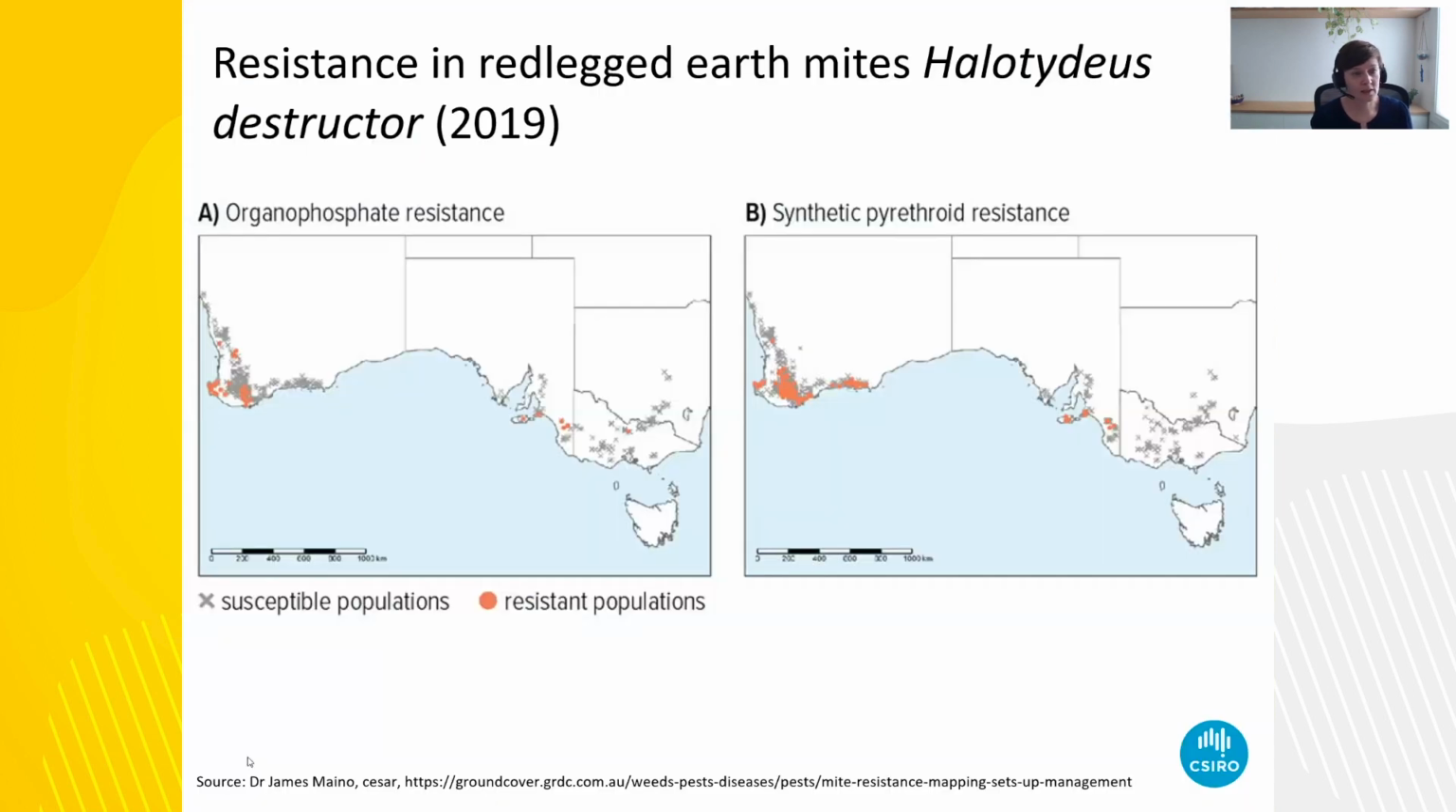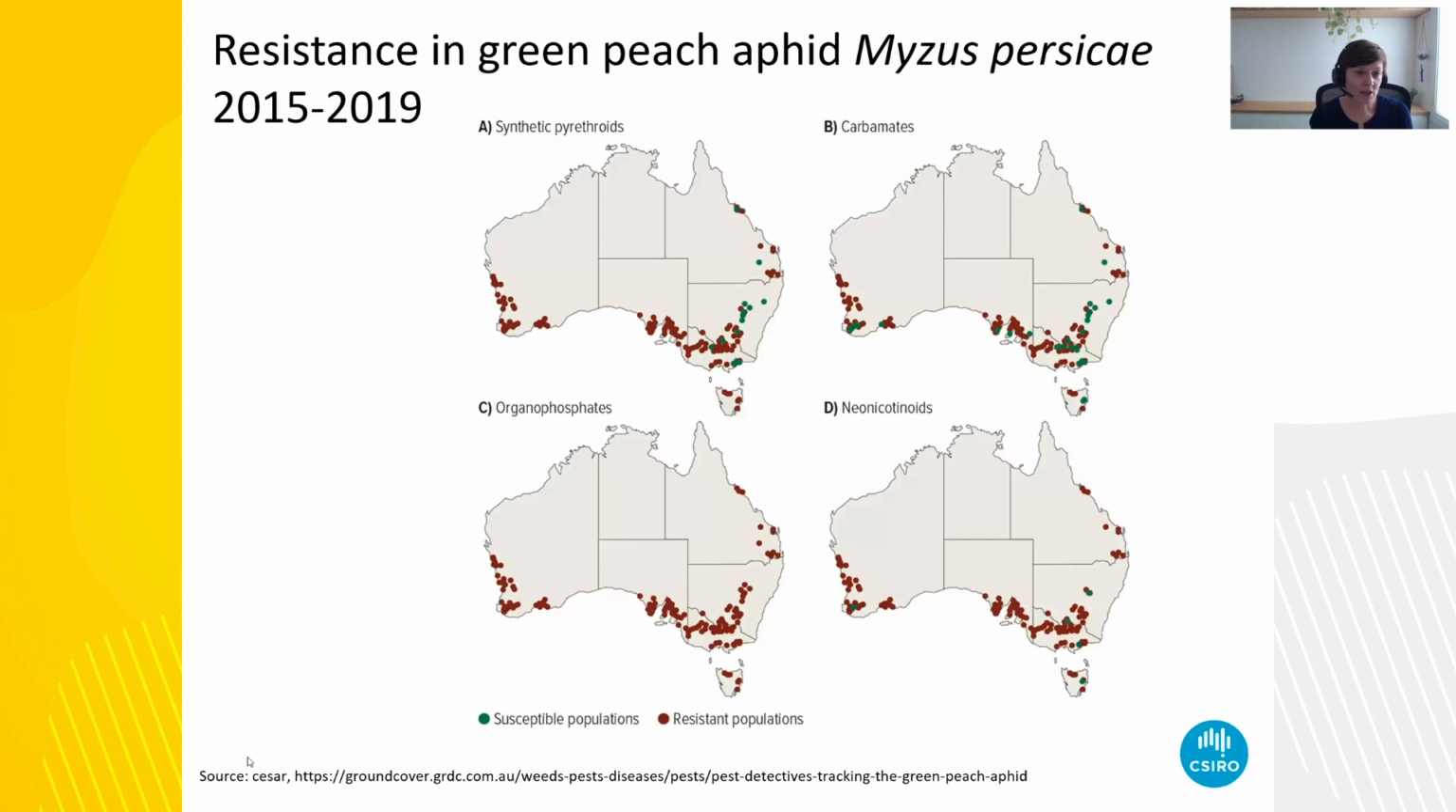Just to illustrate that fact, this is a figure that was developed by James Maino from CESAR, and it shows resistance in the red-legged earth mites. And you can see that there's evidence of resistant populations both in Western Australia and across into Southern Australia for organophosphates and synthetic pyrethroids. Similarly for green peach aphid, again, this work comes from CESAR, not from my research group. You can see that for the green peach aphid, there's resistance to a range of different pesticide groups that spans pretty much the entire grains producing regions across Australia.